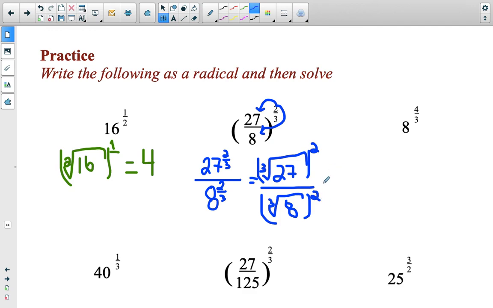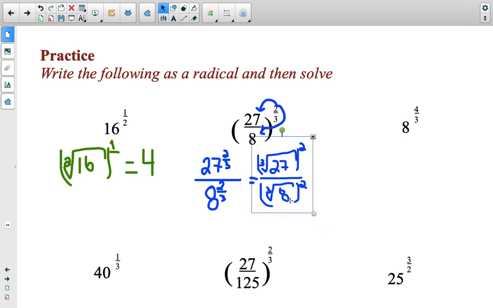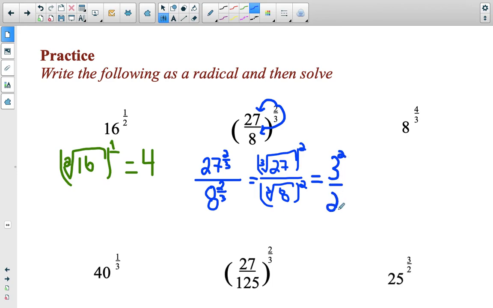And what do I get when I do that? So the cubed root of 27. So that means 3 numbers that multiply to give me 27. Well, 3 numbers that are the same and multiply to give me 27 is 3. So that's 3 to the power of 2 now. And under here is 2 times 2 times 2 gives me 8. So it's 2 to the power of 2, which is 9 over 4. Okay, it's that easy.